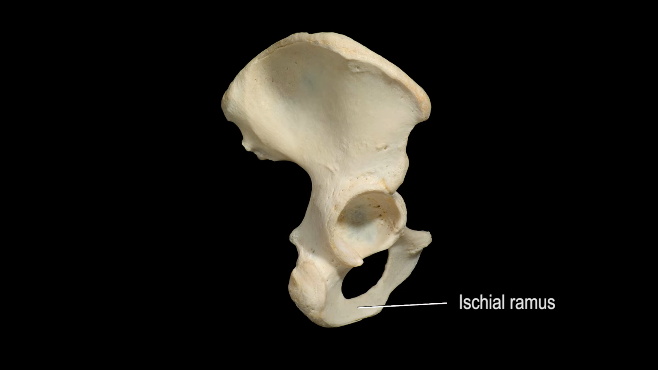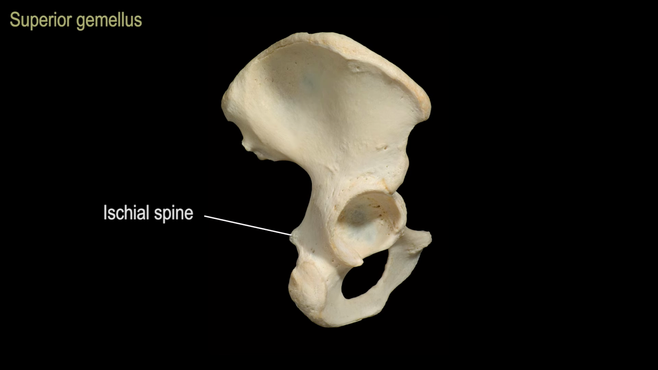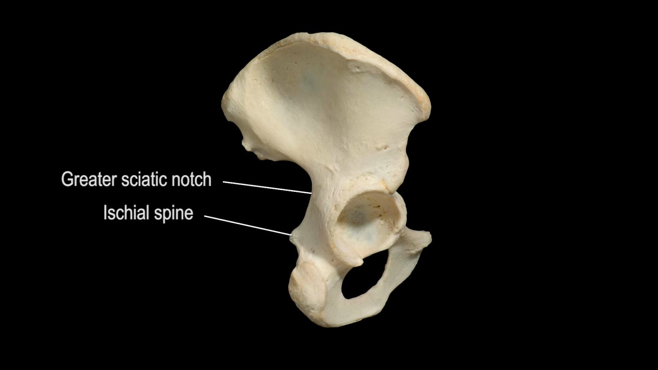Over here we have the ramus of the ischium, another attachment for the adductor magnus muscle. And coming back in the other direction, here we have the ischial spine. The ischial spine is the attachment for the superior gemellus, yet another member of the deep lateral rotator group. And the ischial spine is also important because it separates the greater sciatic notch from the lesser sciatic notch.